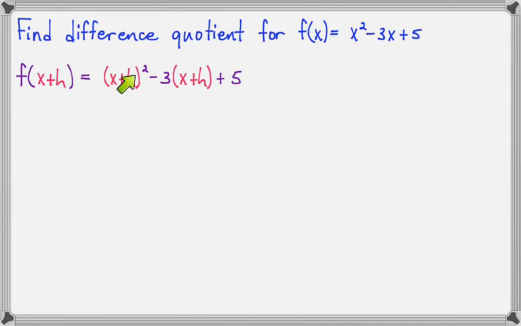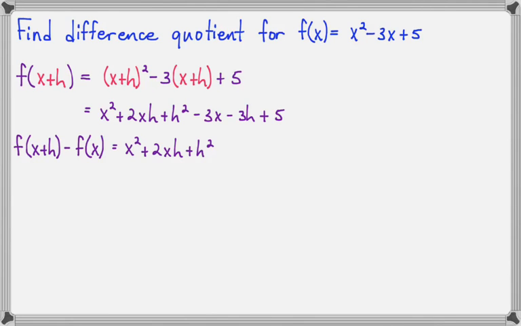Let's multiply out the x plus h squared. Now we've squared binomials before, so you know that we have to do x times x, and the middle term will be x times h times 2, so 2xh, and the last term will be h times h, so h squared. Now distribute your 3, minus 3x, and minus 3 times h, and then your plus 5, and look at all the different kinds of terms. Not one of them is like another, so we can't combine anything.